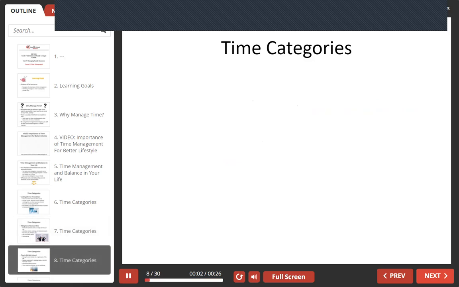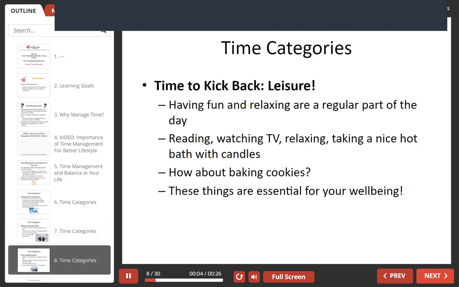Another time category is leisure. So this includes having fun, relaxing, and these are a regular part of the day. This includes reading, watching TV, relaxing, taking a nice hot bath with candles, even baking cookies, anything really. And these are things that are essential for your well-being. Every human being needs time to relax and unwind.